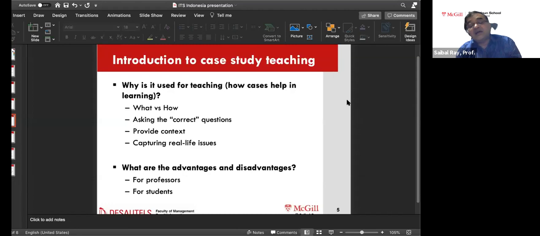You can show them how to apply it in the real world. The disadvantage is that case study selection and case study teaching are very different from what we normally do. So you have to spend a bit more time, at least initially. The first time it will take more time, the second time it will not take that much, and it will become better and better.